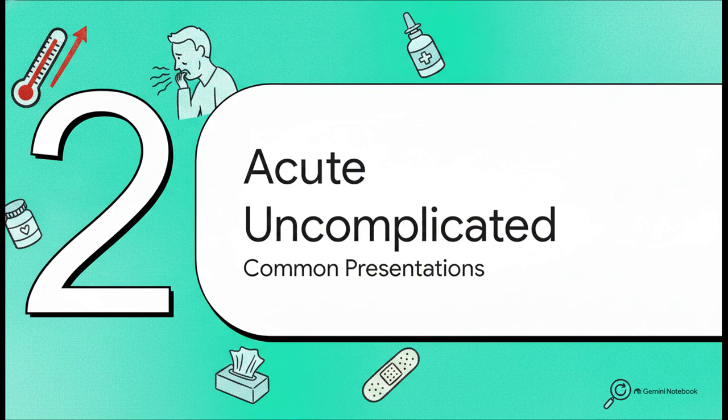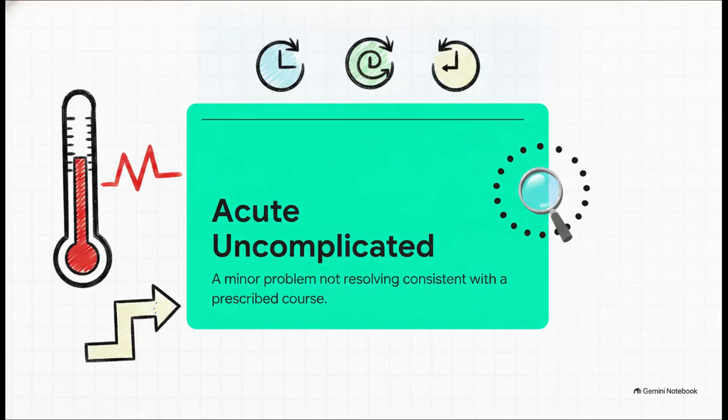Moving right along into Section 2, acute uncomplicated illnesses. Think about those everyday bread-and-butter cases you see all the time. By the book, an acute uncomplicated illness is a self-limited or minor problem. But here's the catch. It's not resolving consistent with a definite and prescribed course. That specific phrase right there, that should be setting off alarm bells in your auditor brain. It basically means the patient had a minor issue, it's just not going away like everyone thought it would, and now they need a real clinical evaluation and a treatment plan to get them over the finish line.